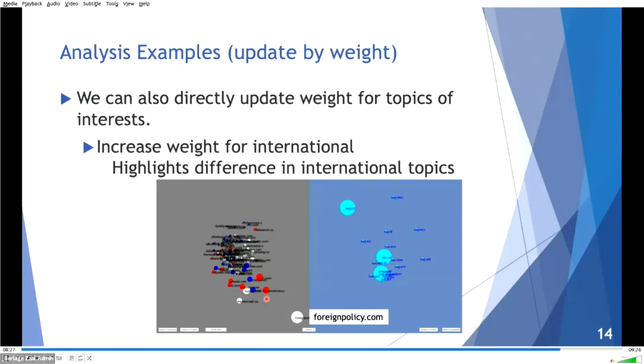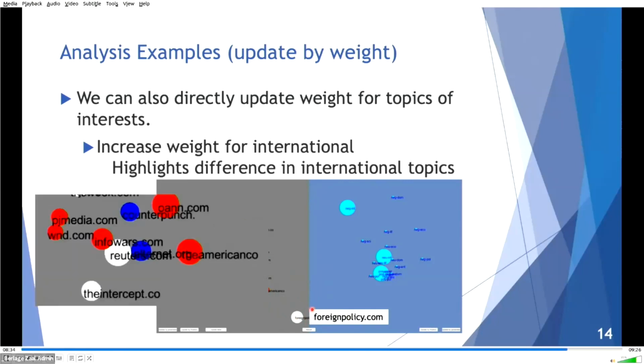Foreignpolicy.com is a site that mostly introduces international articles, and is located here. And we can also discuss the similarity and dissimilarity of news sites for left-wing and right-wing news sites for international topics.